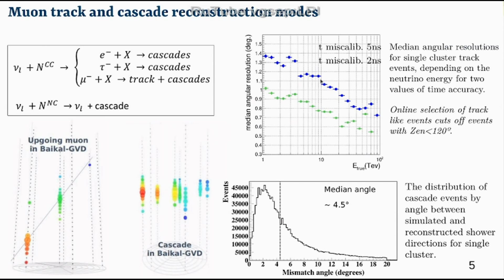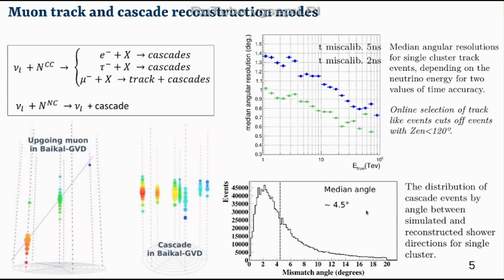Here is median angular resolution for single cluster track events, independent of energy and of time accuracy. So you can see from these pictures that the track angular resolution median value is less than one degree. Also, I would like to point out that our online selection of track-like events cuts off events with the zenith angle less than 120 degrees.